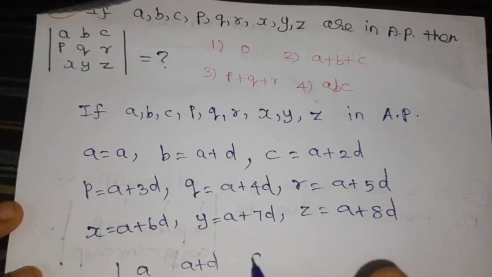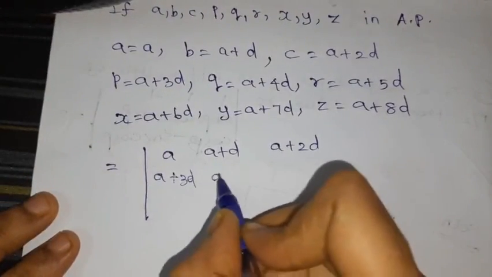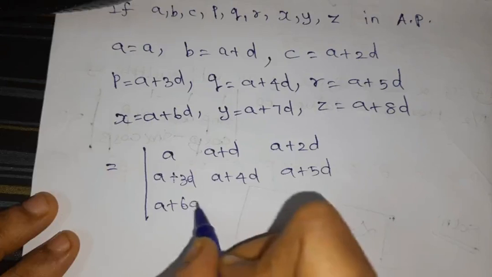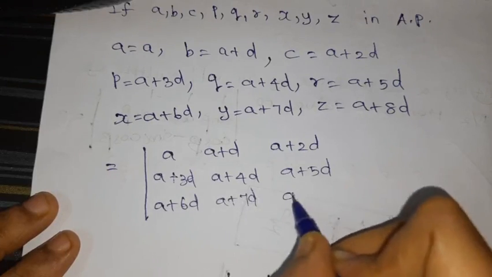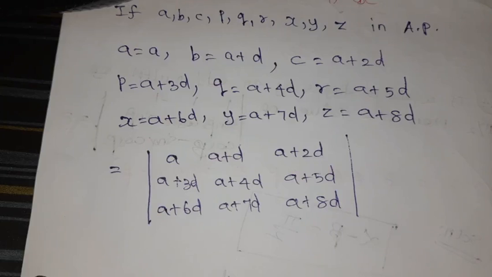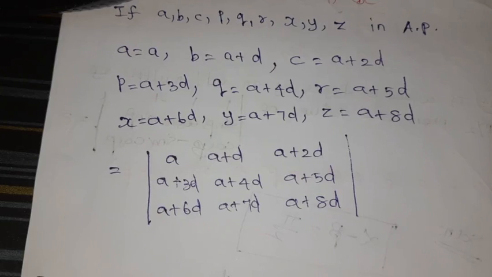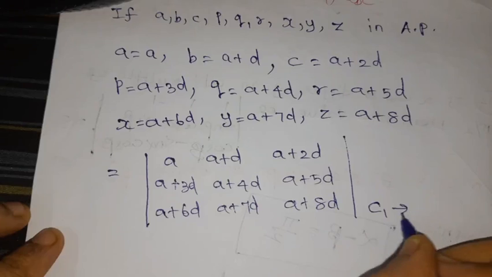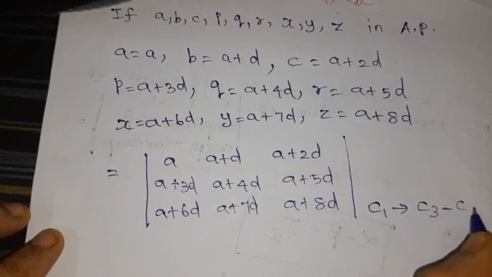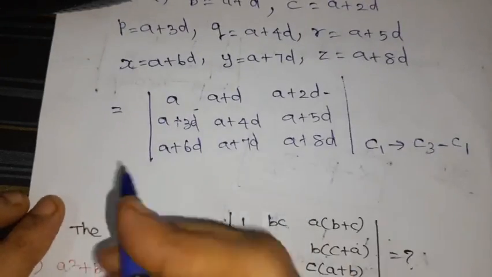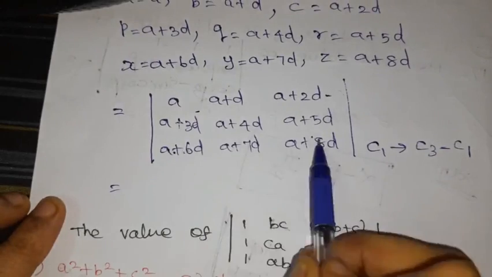A plus D, A plus 2D, A plus 3D, A plus 4D, A plus 5D, A plus 6D, A plus 7D, A plus 8D. So what is the next step? We can do one substitution. Now we will do one simplification where C1 equal to C3 minus C1. See what will happen? C3 minus C1 will give 2D, 5D when we subtract these with 2.